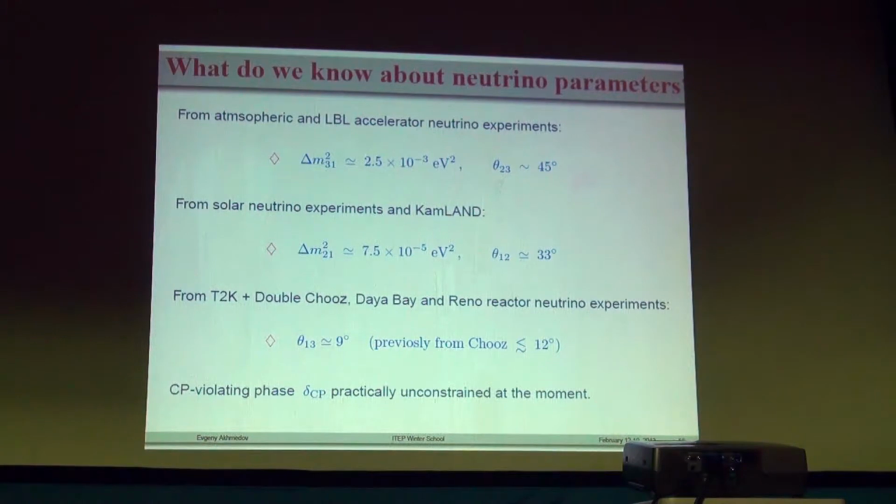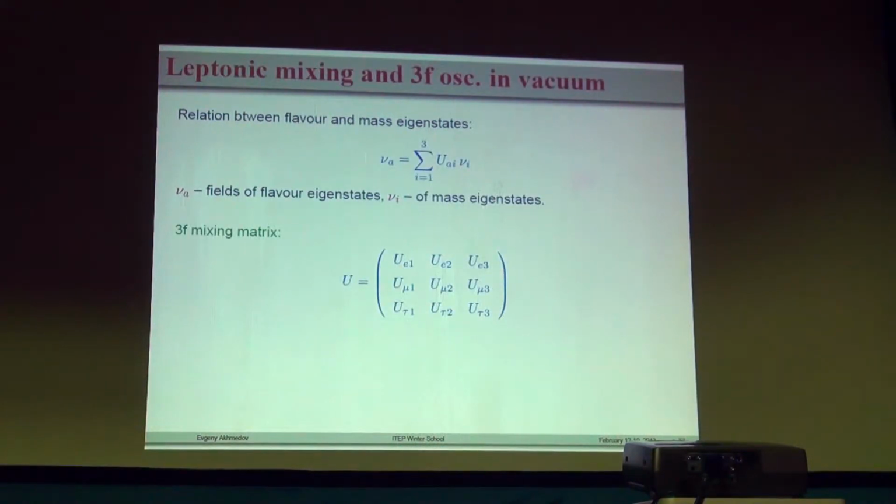However, we still know almost nothing about the value of the CP violating phase in the leptonic sector. This is much more difficult to measure. I'll discuss this. Okay, one useful parameterization of the leptonic mixing matrix is the following.